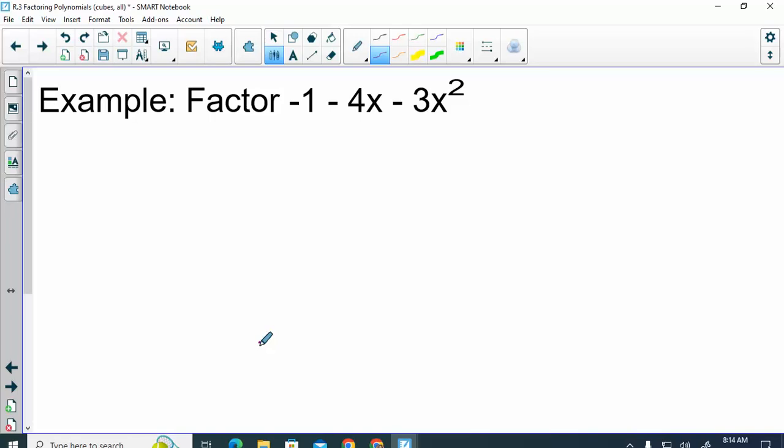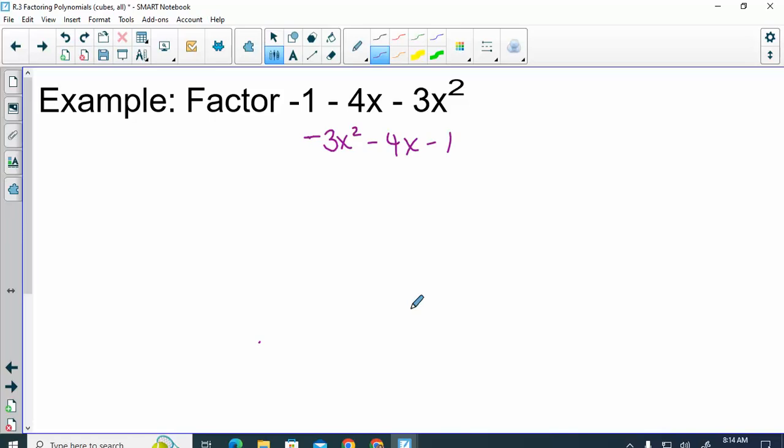Any suggestions? Okay. If you rewrite this, we usually see this with the square first: negative 3x squared minus 4x minus 1. And if you flip it around that way, it might be a little more obvious.